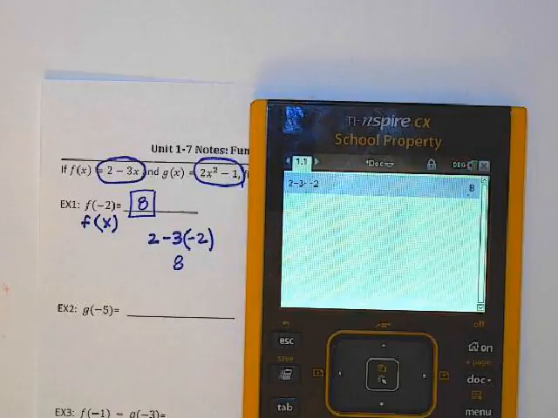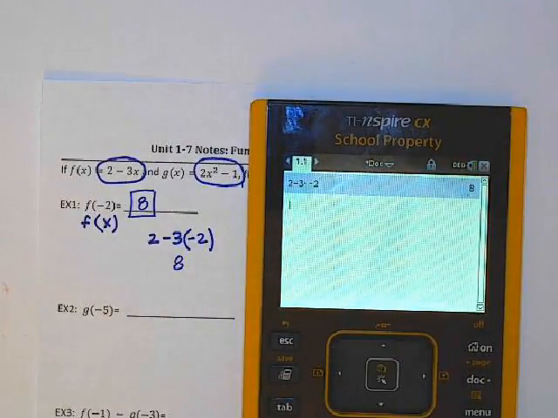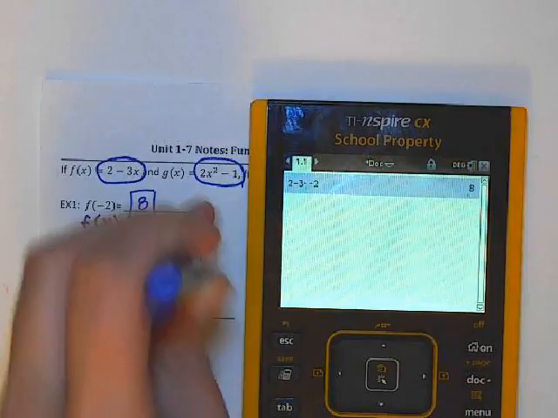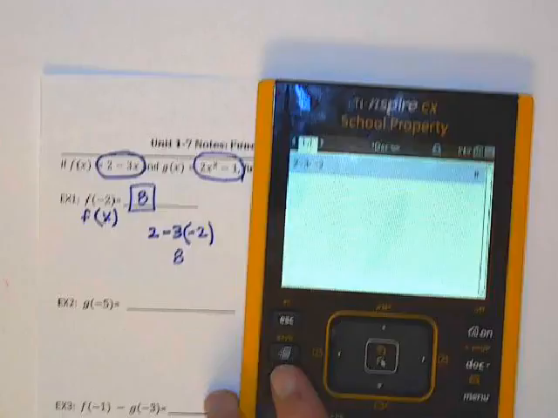Did you get 8? Okay. Wait, now, couldn't you just do 2 times 3, not 2 minus 3 times negative 2? We're always putting it in parentheses. There's a reason that I do that, because later on we're going to have long equations and it's got to have parentheses. Okay?